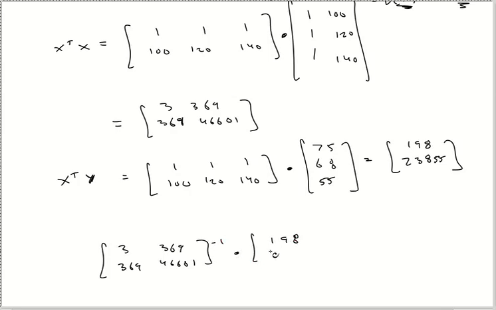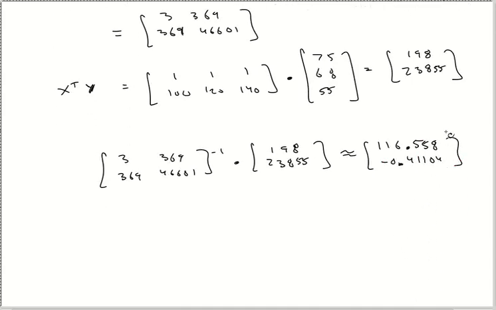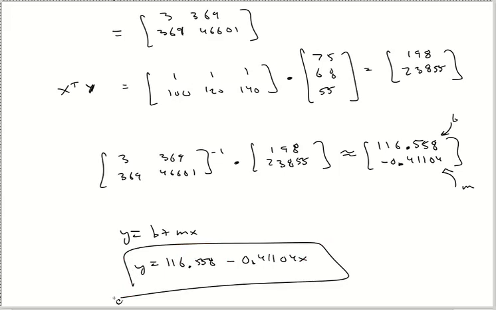This is 198. And then I got the 23855. Multiplying those, again, Desmos, whatever. I actually got decimals. I left it as decimals. A lot of times you can just get fractions and stuff, and that's fine. I'm feeling decimals today. Negative 0.41104. Notice that we got my B and my M, because again they wrote it in B plus MX format, and that's what we're going to be writing here. So this is my answer: 116.558 minus 0.41104x. There's your equation. We just did it.